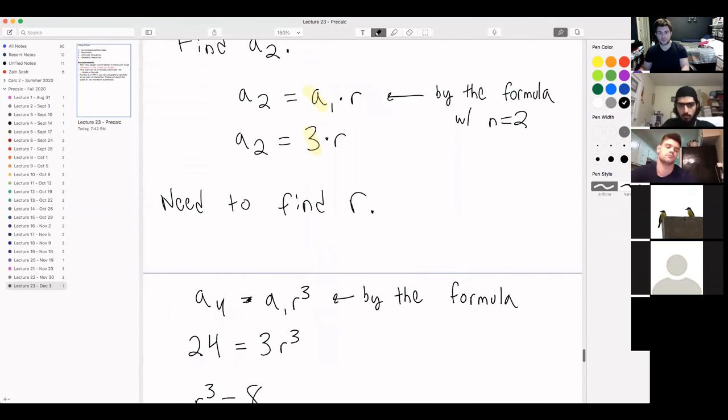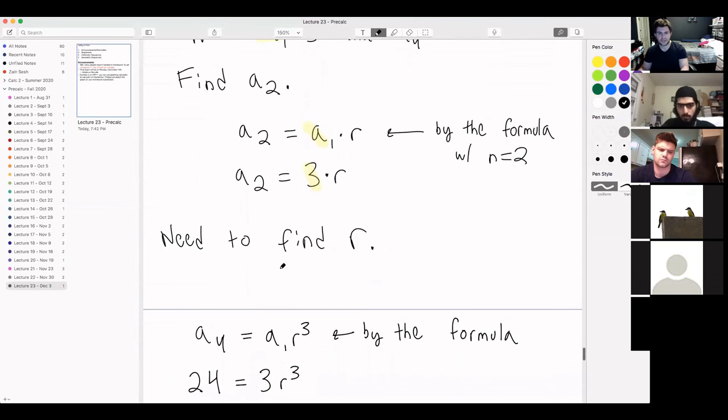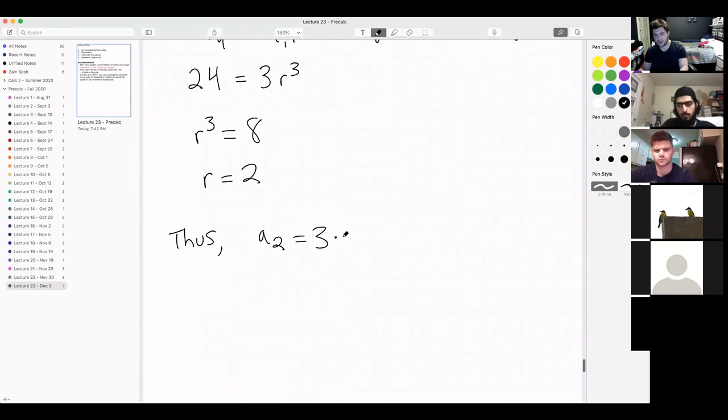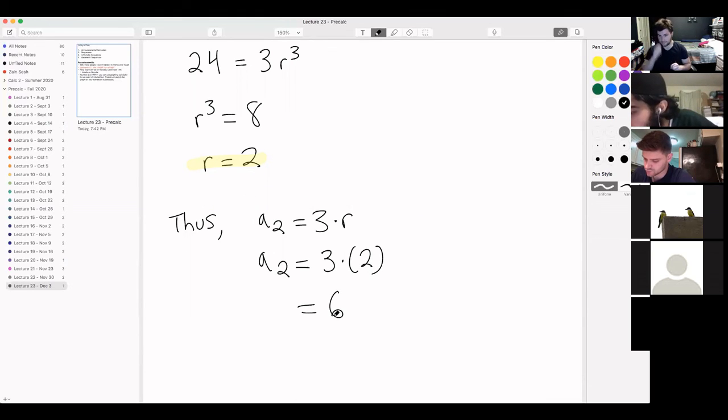Okay, good, almost done. So thus, what did we want to find? A sub 2, right? A sub 2 is equal to 3 times r. Well, we just figured out what r was. It's 2. So we plug that in for r. So a sub 2 is equal to 3 times 2, which is 6. So that is completed.